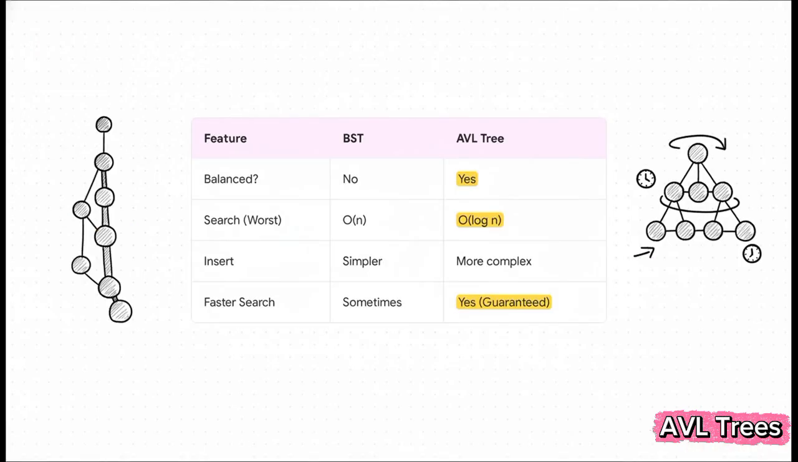Let's put them side by side one last time to really drive this home. A standard BST, yeah, it's simpler to code, but you get absolutely no guarantee of balance. Its performance can drop to O of n. An AVL tree is more complex, for sure, but in exchange you get an ironclad guarantee that all your key operations will be fast, always O(log n).